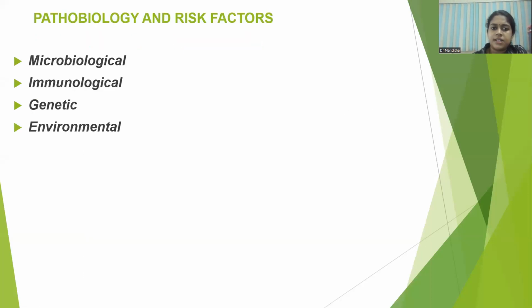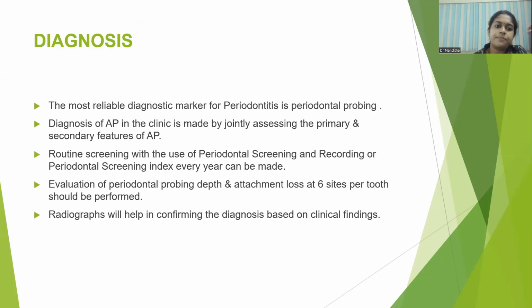Coming to the risk factors. For aggressive periodontitis, we have microbiological risk factors, as we said, the role of AA and other microorganisms. Immunological, that is related to the immune function, the mucosal defects. Then genetic risk factors, that is the role of gene polymorphisms. And environmental risk factors, where we consider smoking as an environmental risk factor for aggressive periodontitis.